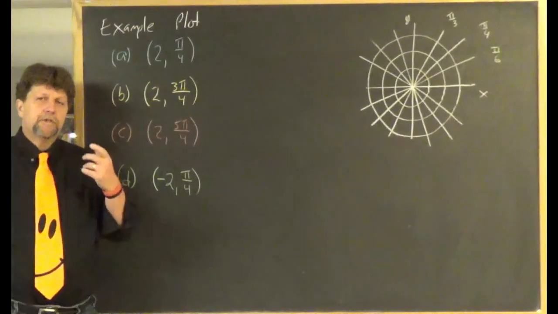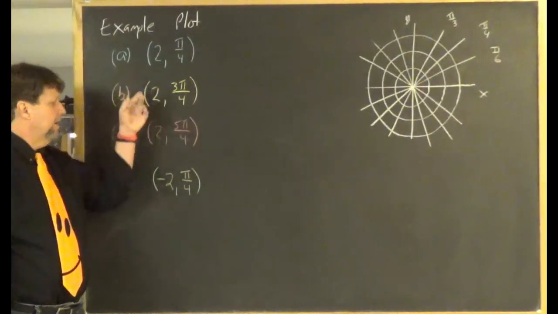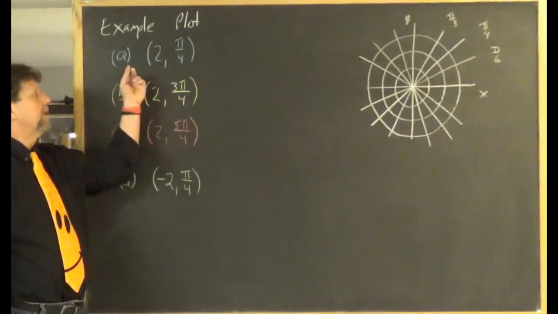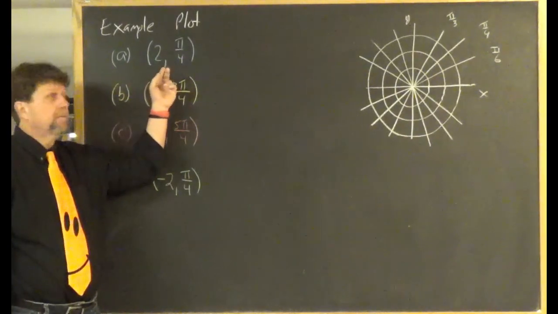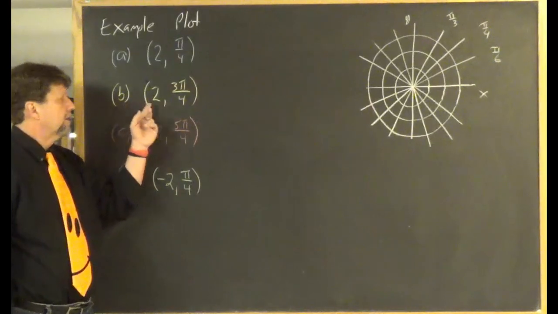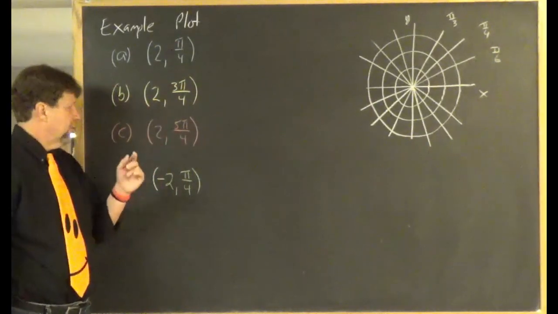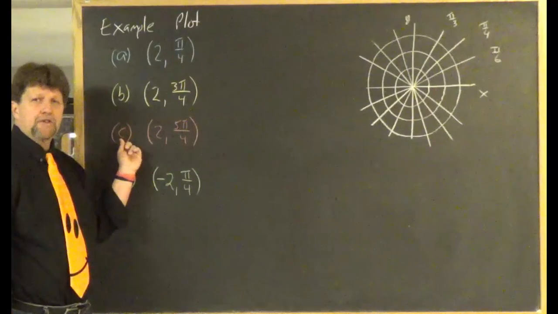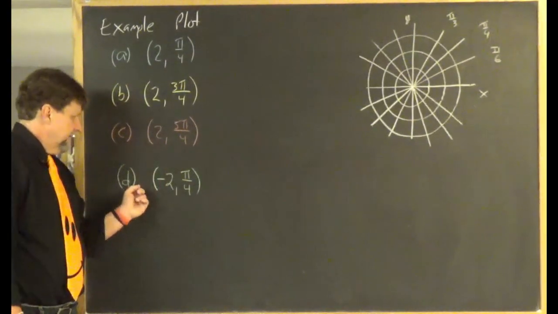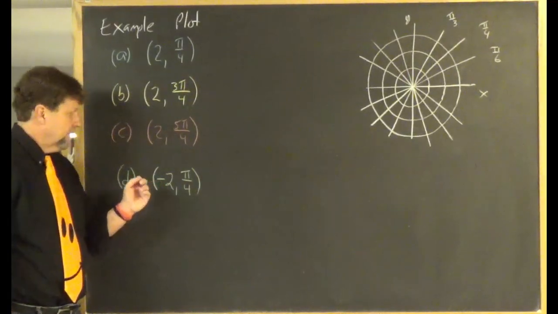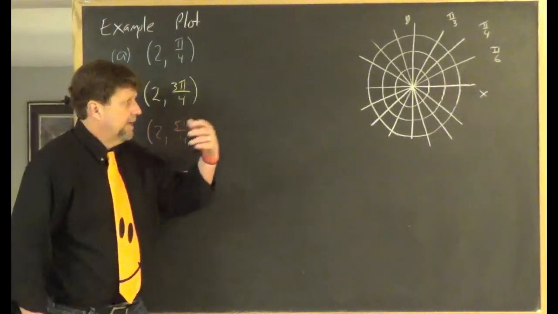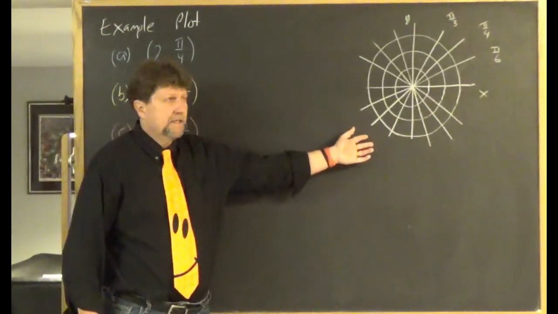Okay, in this example, it's just to basically plot 4 polar points. I'm going to try to color code these. So part A, I'm using blue chalk to plot the point (2, pi over 4). In B, I'm using yellow chalk to plot the point (2, 3 pi over 4). C, I'm using this reddish colored chalk to plot the point (2, 5 pi over 4). And then in D, I'm going to use this greenish colored chalk to plot the point (-2, pi over 4).